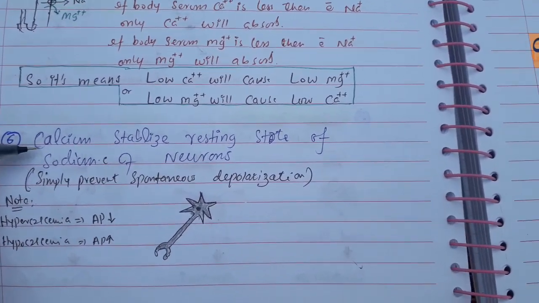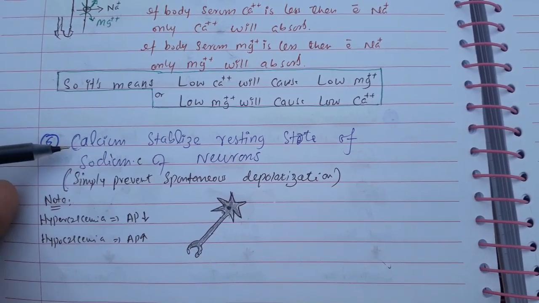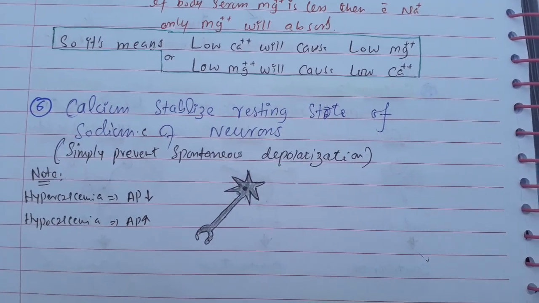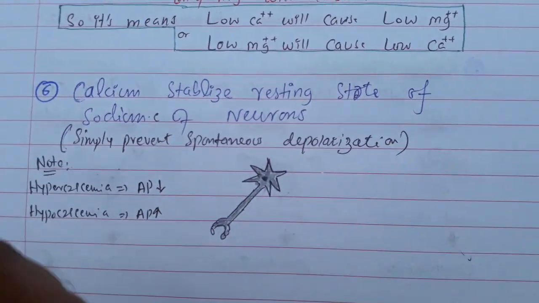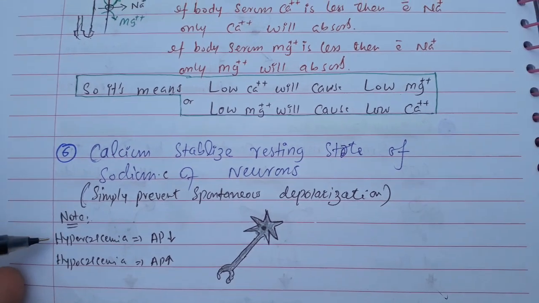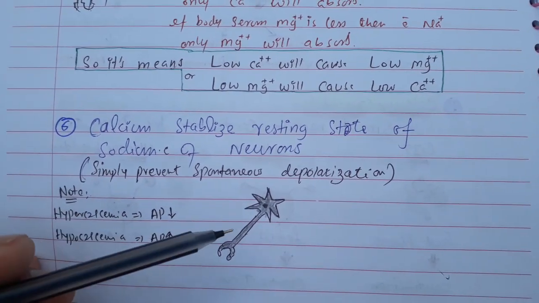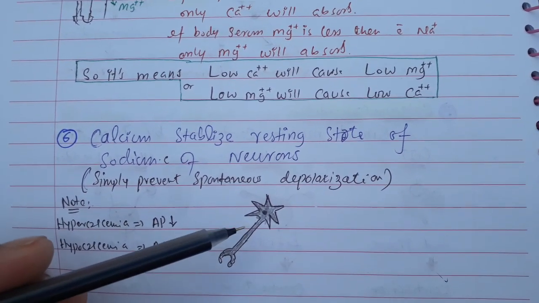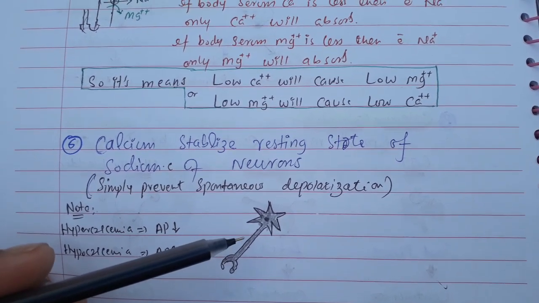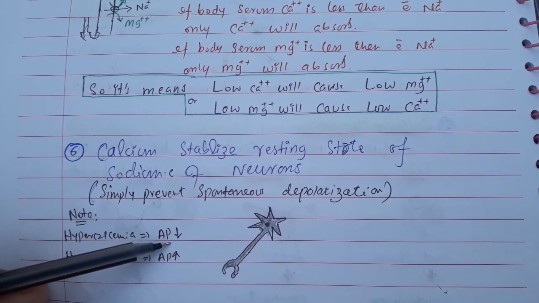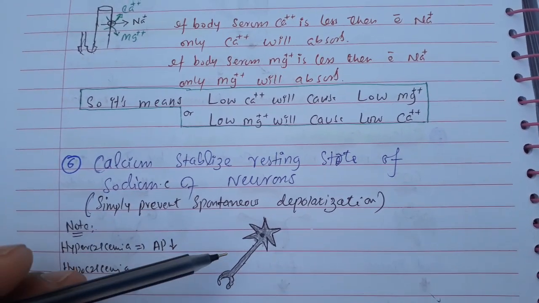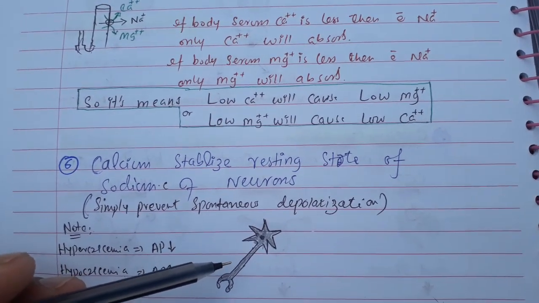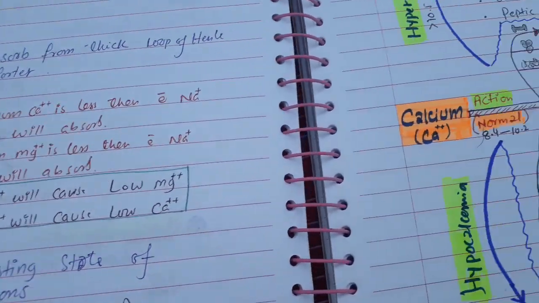Now another one is calcium also stabilizes the resting state of the sodium channel of neurons. Simply, it prevents spontaneous depolarization. If there is hypercalcemia, it will stabilize the neuronal membrane against the action potential, so the action potential will decrease in this neuron. If there is hypocalcemia, it cannot stabilize the resting state, and so the action potential will be increased.